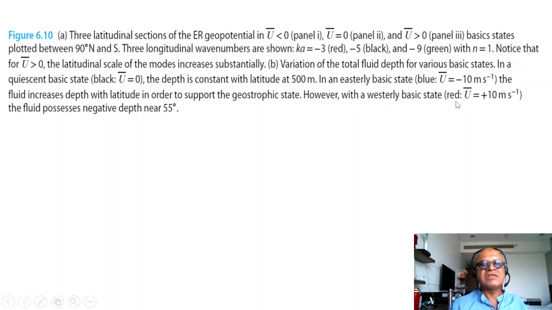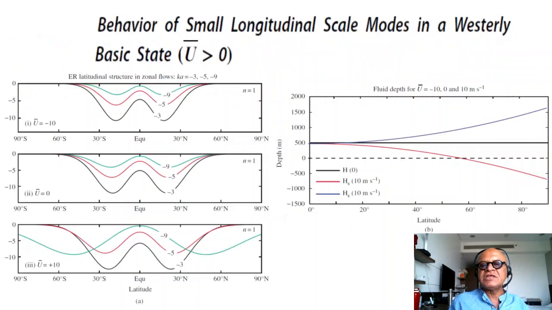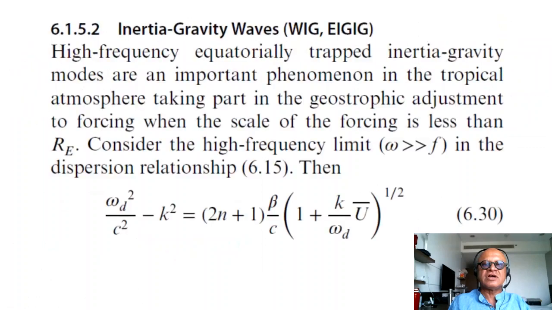However, with the westerly basic state, the fluid possesses negative depth at near 55 degrees. So basically the assumption we made about the fluid depth and the geostrophic flow of westerly plus 10 meters per second is not going to work in terms of the slope hitting the bottom at 55 degrees latitude.